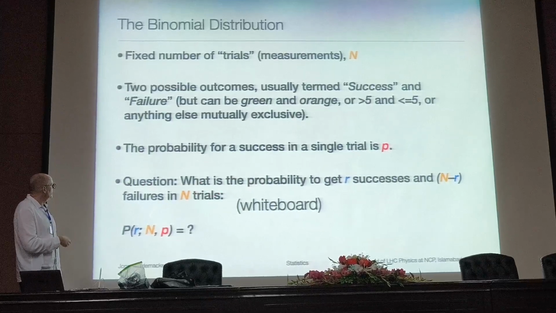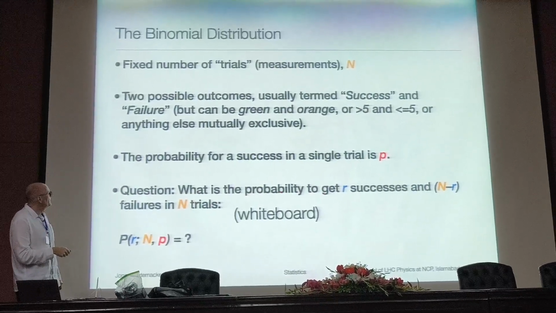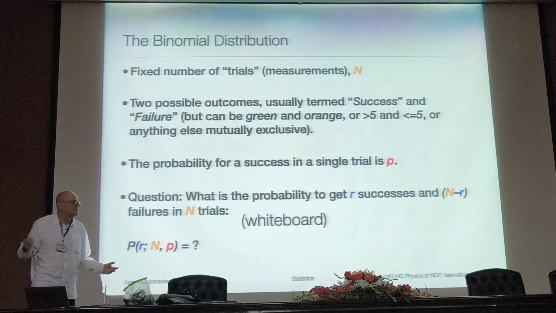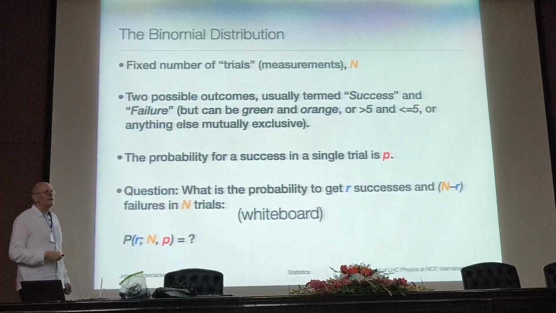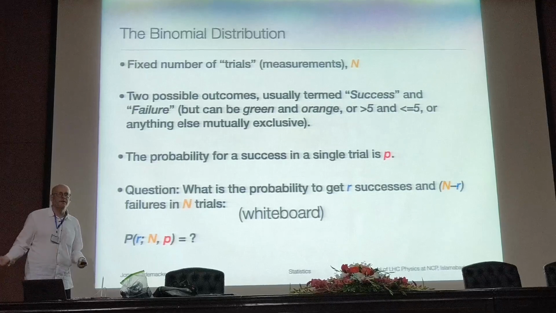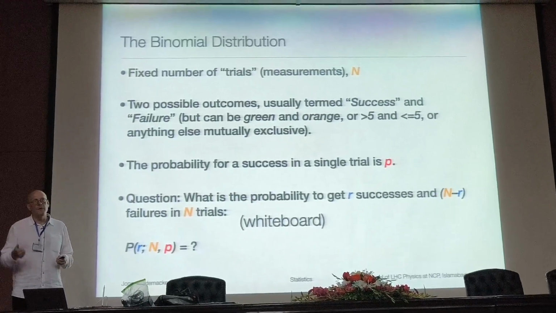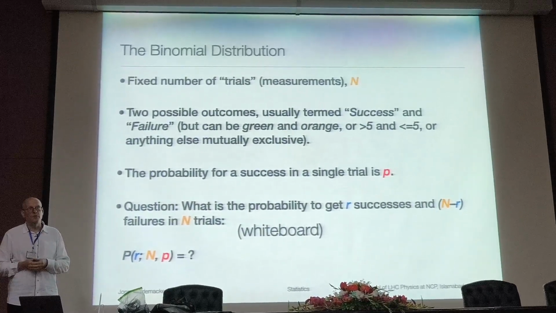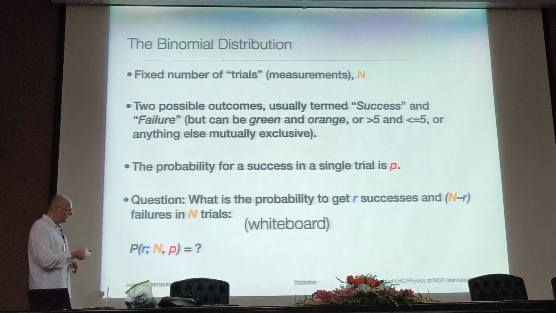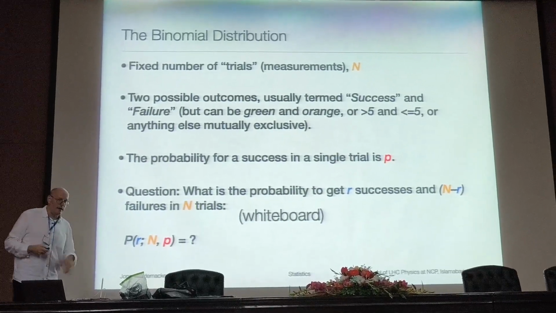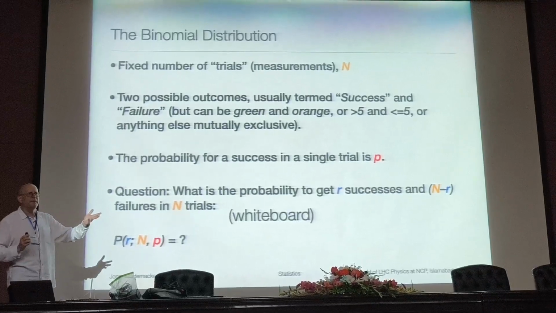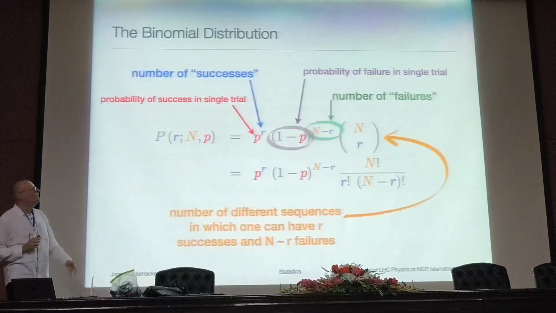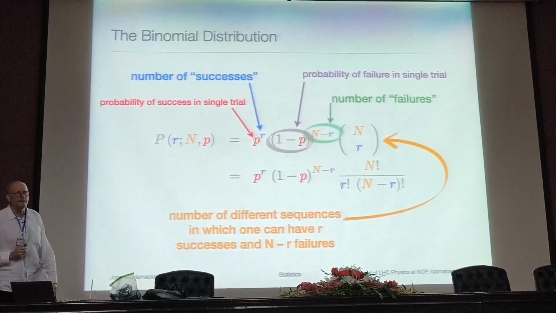And then the question that this answers is what is the probability to get R successes, and then consequently n minus R failures, when I try n times. So if I roll my die 5 times, how likely am I to get 1, 2, 3, 4, 5, 6s, or 0 6s? And yes, here it says whiteboard. So I will derive this for you, but in order to cut corners a little bit and save a bit of time, I'm just going to give you the answer. And I'm going to talk you through the answer at least a little bit.